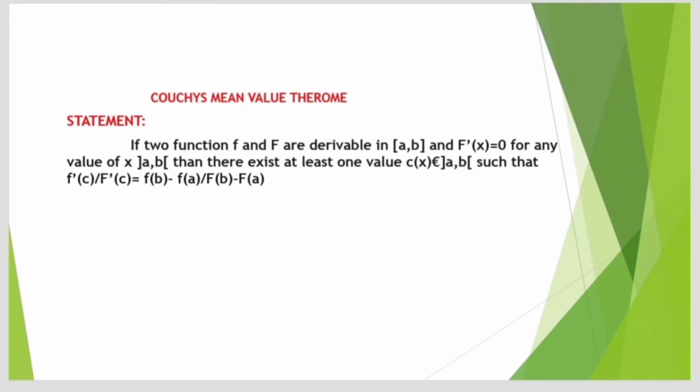Today we explain the Cauchy mean value theorem. Statement: if two functions small f and capital F are derivable in closed interval [a, b] and F dash of x is not equal to 0 for any value of x in open interval (a, b), then there exists at least one value c of x belonging to open interval (a, b) such that small f dash of c upon capital F dash of c is equal to small f of b minus f of a upon capital F of b minus F of a.